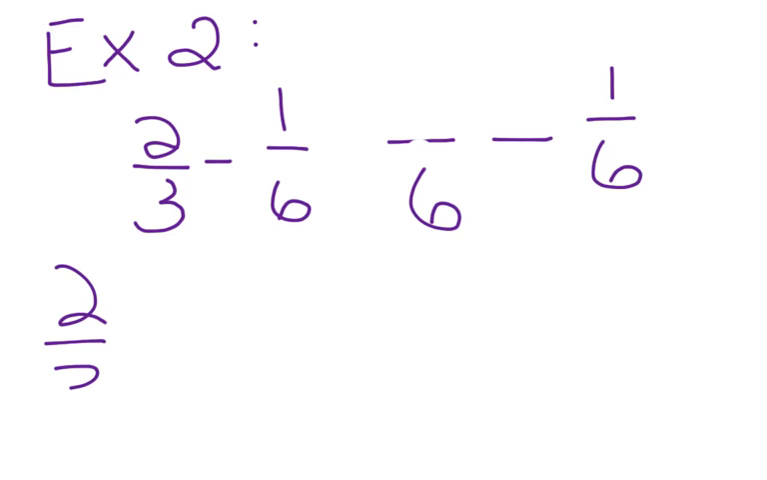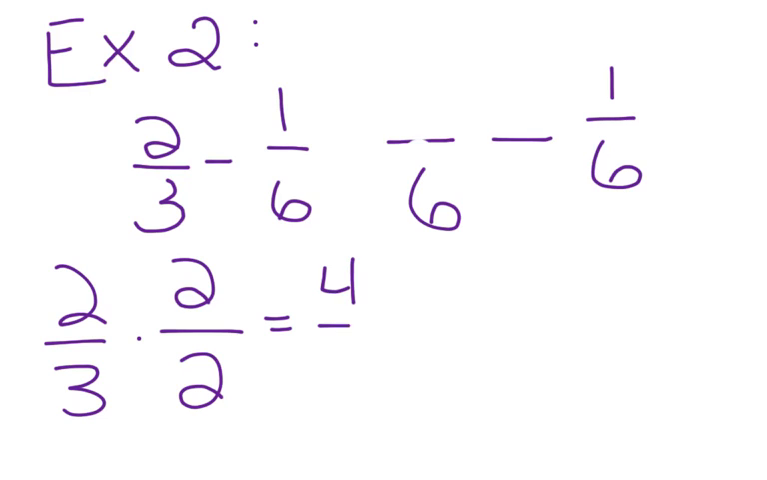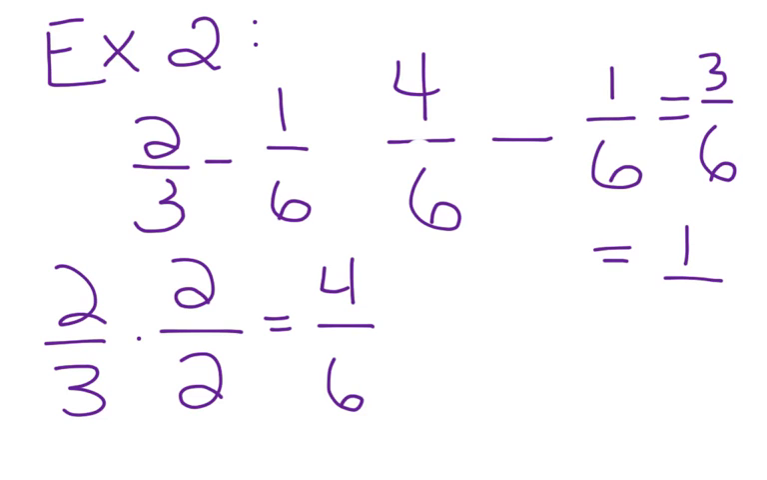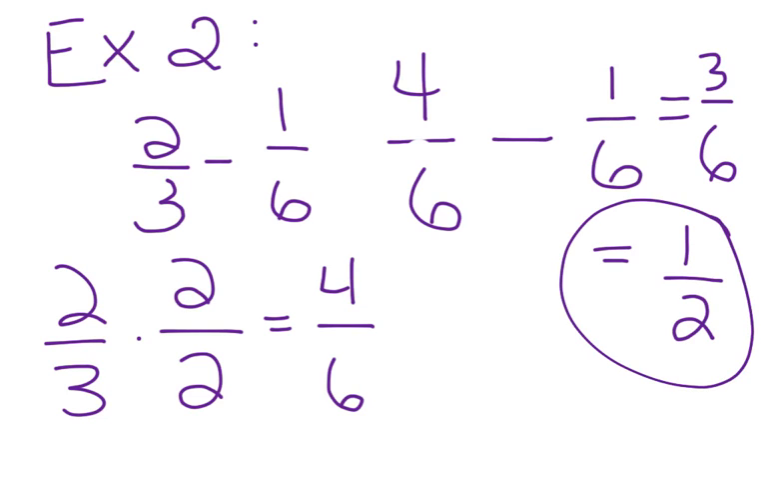So 2/3 times, the giant 1 here is going to be 2/2. So that's going to give me 4/6. So 4 minus 1 gives me 3, and the denominator stays the same. So I'm going to get 3/6, and hopefully we all know that 3/6 reduced is 1/2. So that's my final answer.